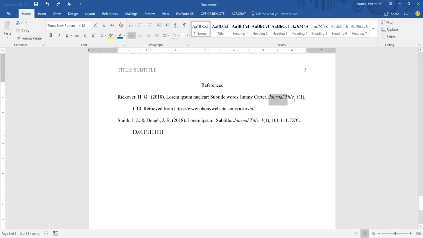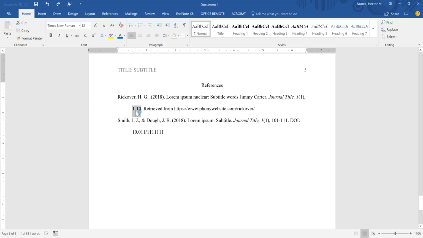Then your journal title and your volume are going to be italicized. In parentheses, not italicized, is going to be your issue. That's followed by your page number, or your page range, I should say. So we know that in this particular journal, the first part of the journal, the first 10 pages, were Rickover's, this article by Rickover.